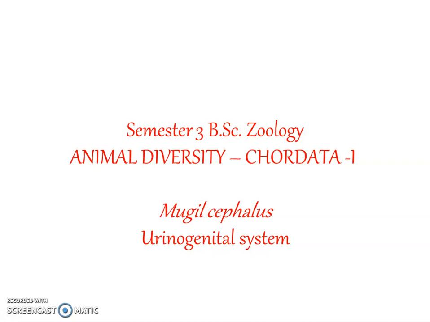Hi everyone. So we are going to pass on to the last organ system of the eagle's apparatus, that is the urinogenital system. The urinogenital system, that is the excretory system and reproductive system together.